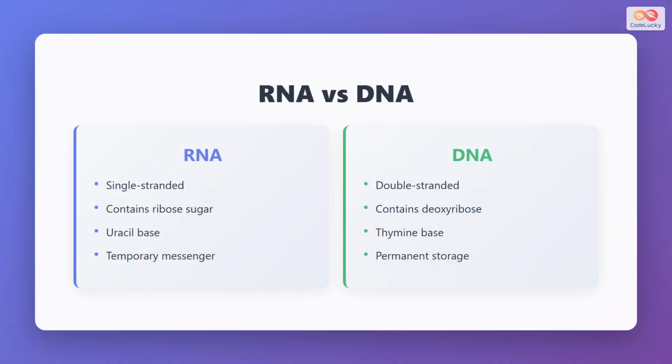Let's compare RNA to its close relative, DNA. RNA is single-stranded, meaning it consists of just one chain of nucleotides, while DNA is double-stranded with two chains forming the famous double helix. RNA contains a sugar called ribose, whereas DNA contains deoxyribose. Another key difference is in their bases. RNA uses uracil, abbreviated as U, instead of thymine found in DNA. Finally, RNA acts as a temporary messenger, while DNA serves as the permanent storage of genetic information.